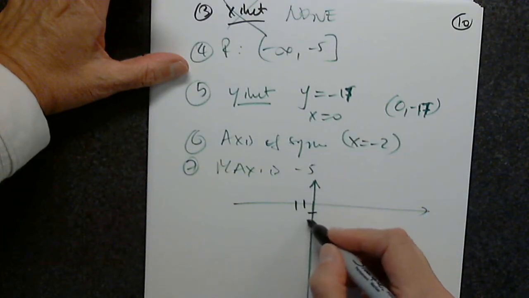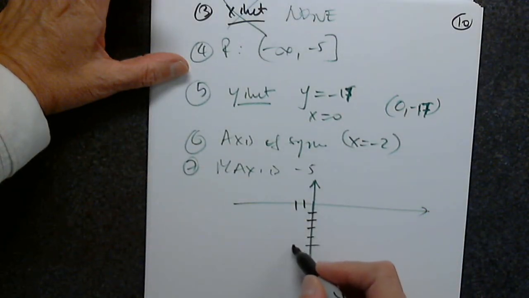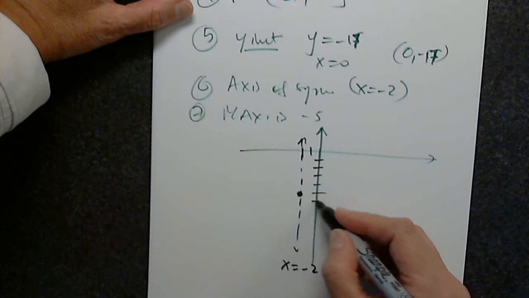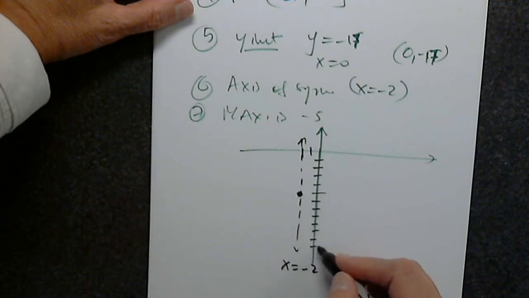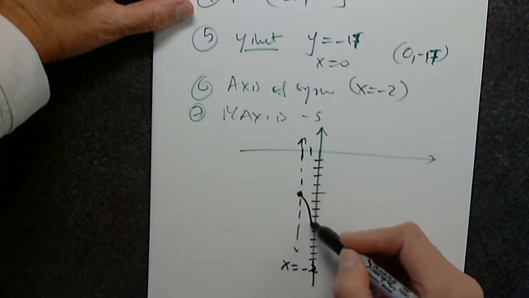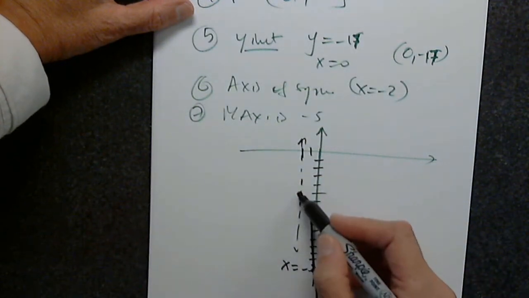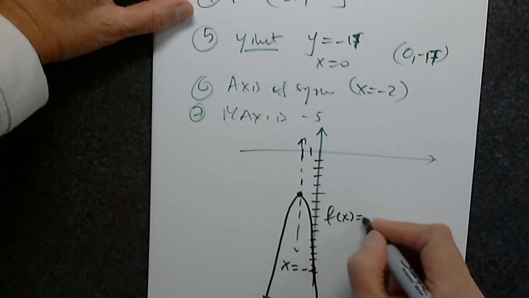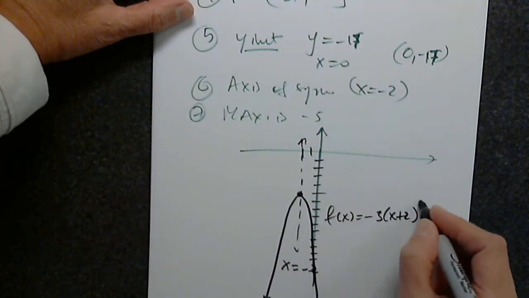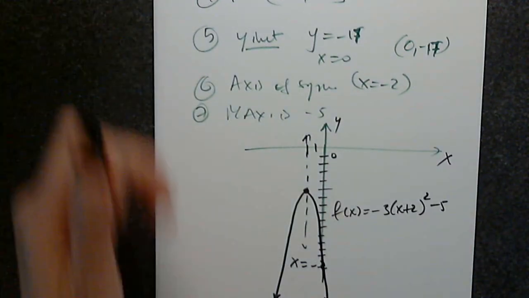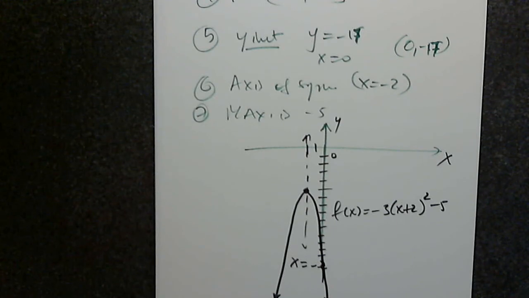So -2, 1, 2, 3, 4, 5. So this is x equals -2. 5, 6, 7, 8, 9, 10. 1, 2, 3, 4, of course, 5. So here it is. Try to make it as symmetric as possible. So this is f of x equals -3 times (x plus 2) squared minus 5. Very good example, thank you.